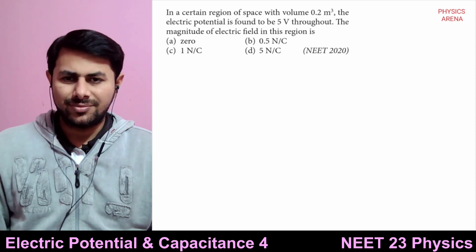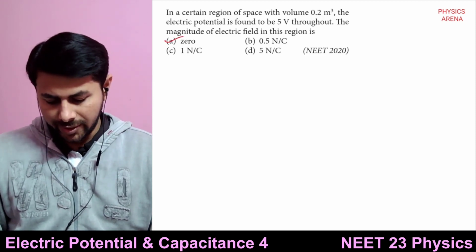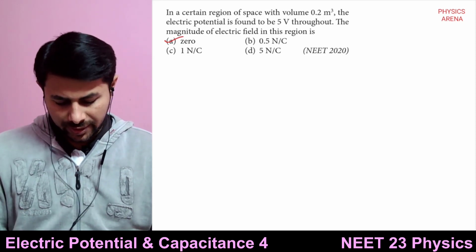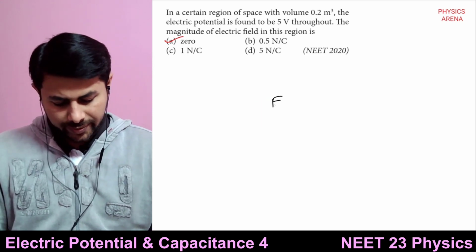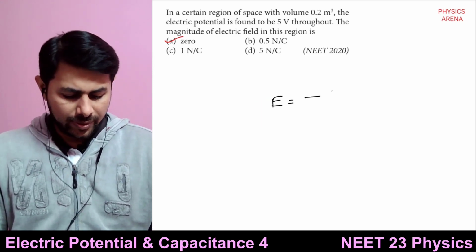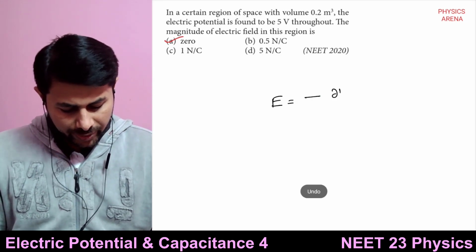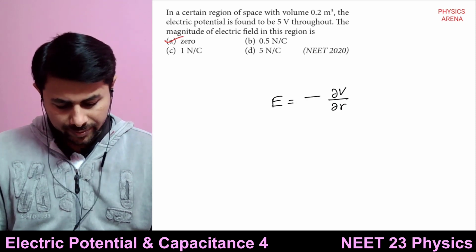Can you guess? 0. Okay, it's 0. It's correct. Why? How do we define the electric field? Electric field is minus of gradient of electric potential with respect to distance, right?